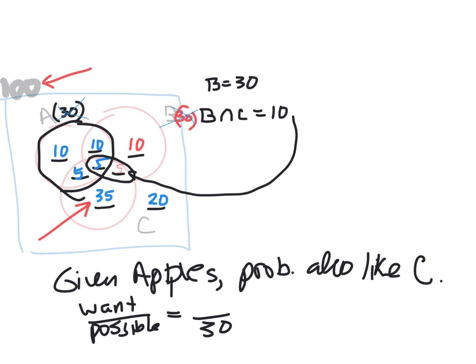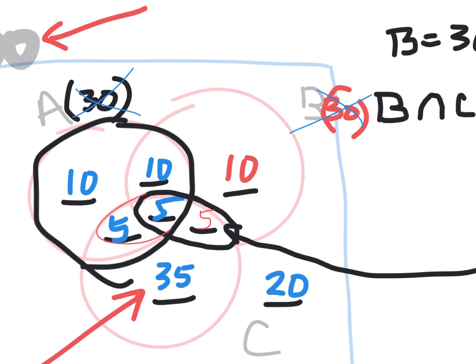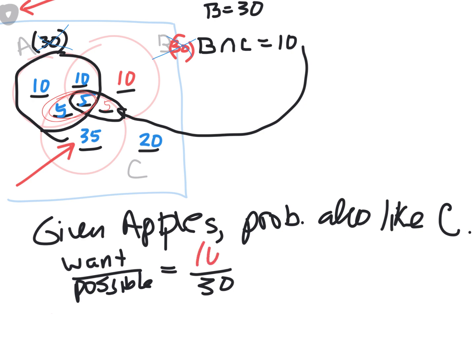But what you want can only come from that group. You can only pick from the 10, and the 5, and the 5. Because those are the only people we're going to ask, is people that like apples. So then liking carrots would be these two out of those. So therefore, 10 out of 30. Raise your hand if you had that one right. Sweet.